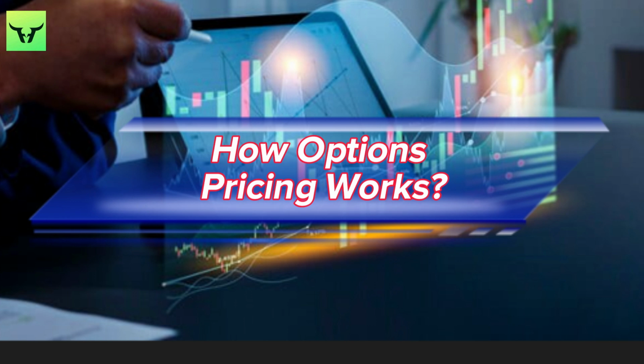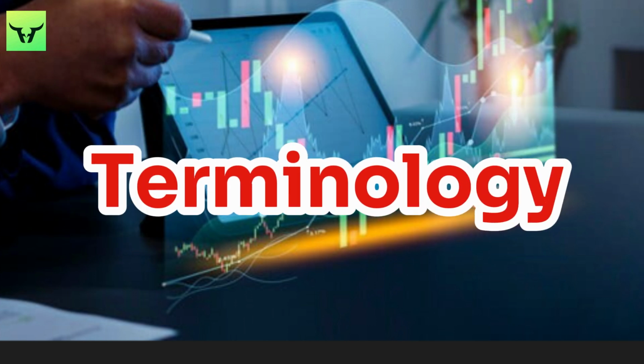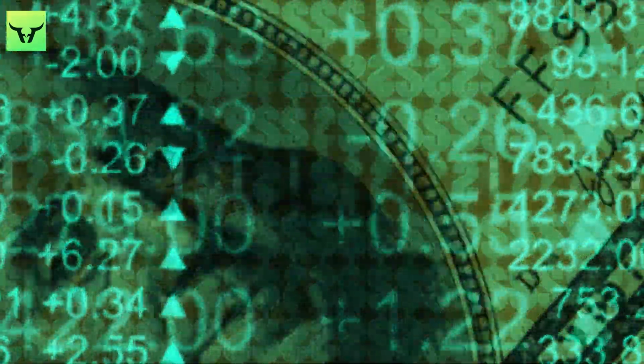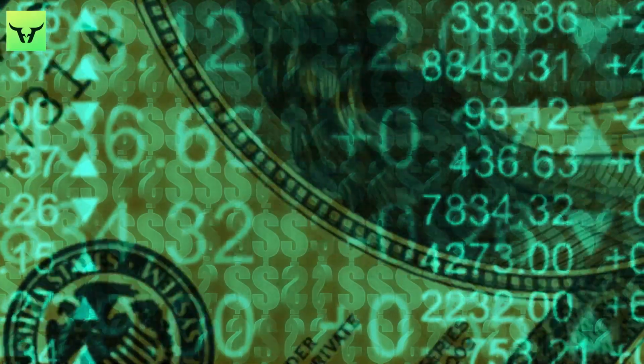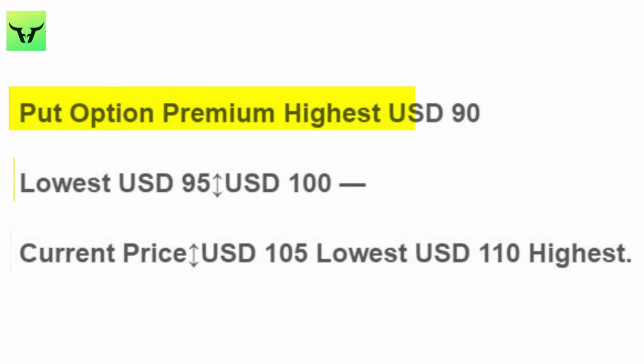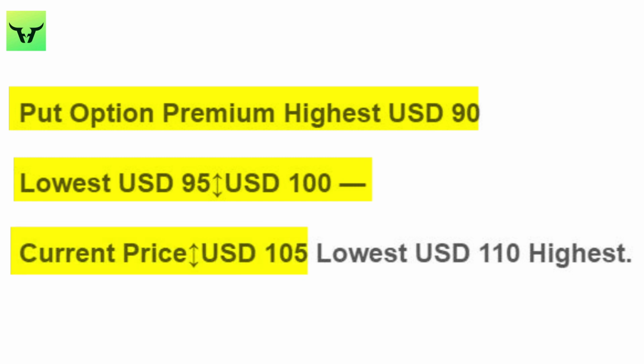How options pricing works. Let's make sense of all of this terminology with an example. Consider a stock that's currently trading for INR 100 a share. Here's how the premiums, or the prices, function for different options based on the strike price. Call option premium, strike price, put option premium: highest USD 90, lowest USD 95, USD 100. Current price USD 105, lowest USD 110, highest.